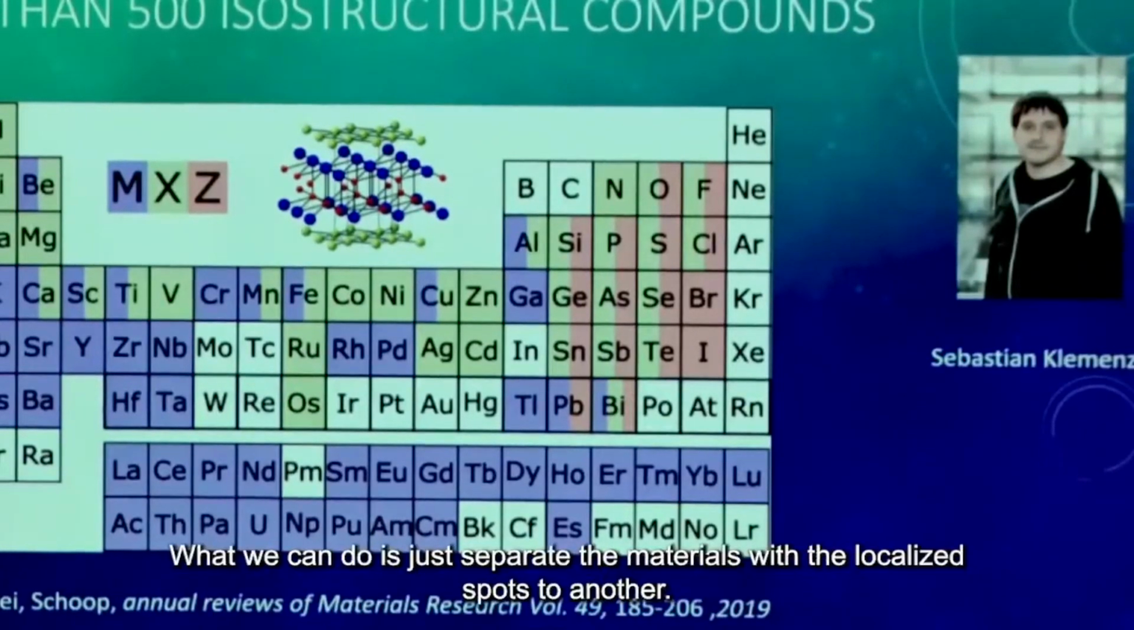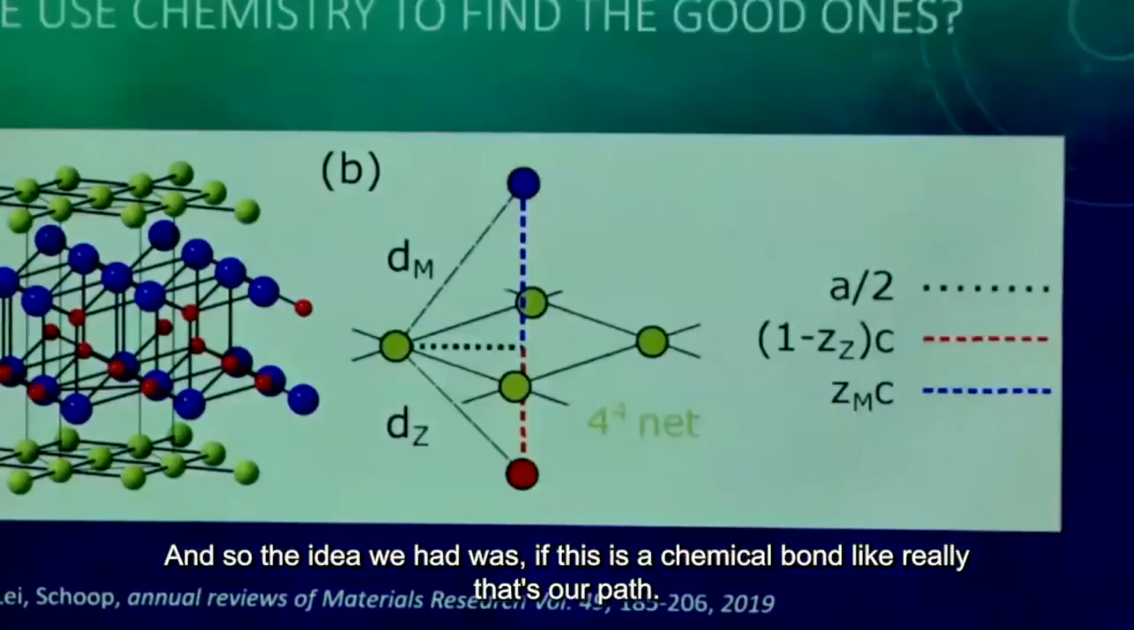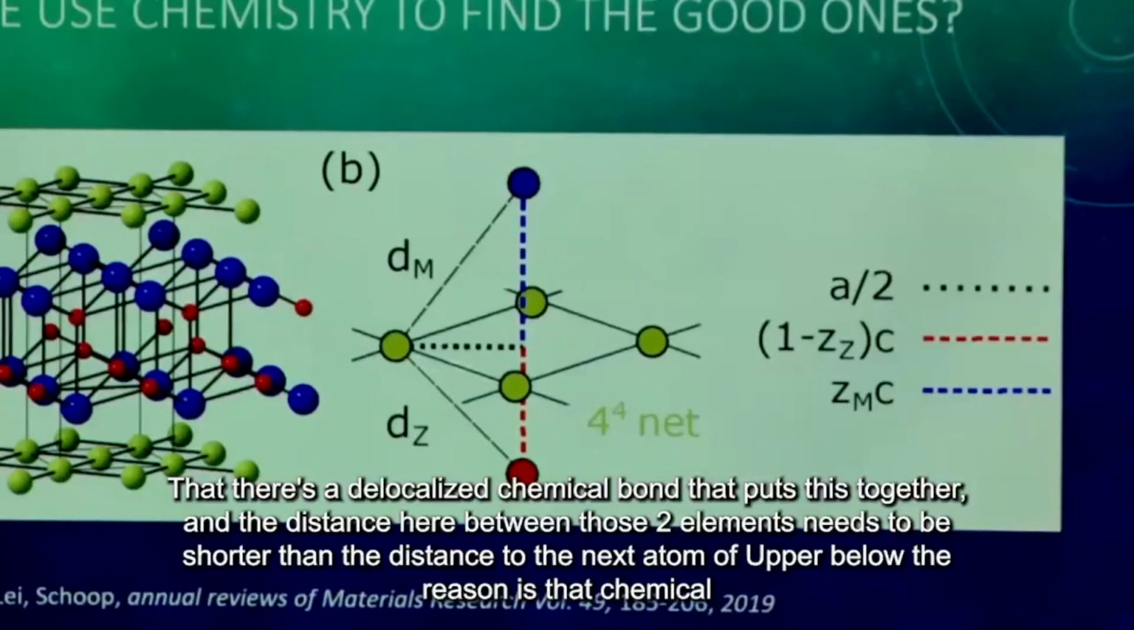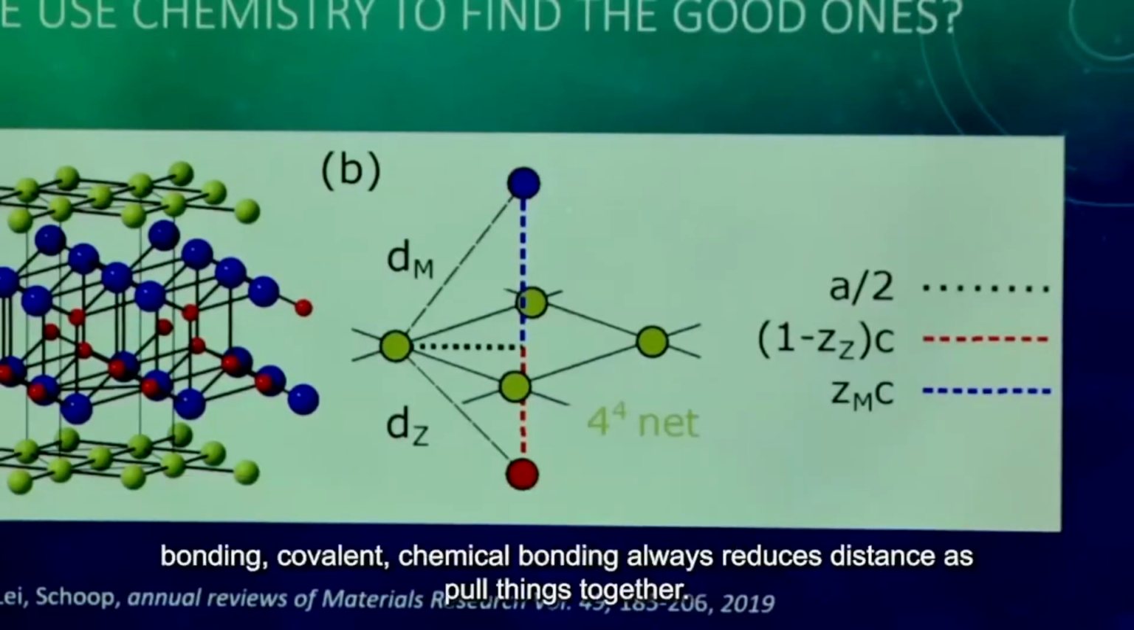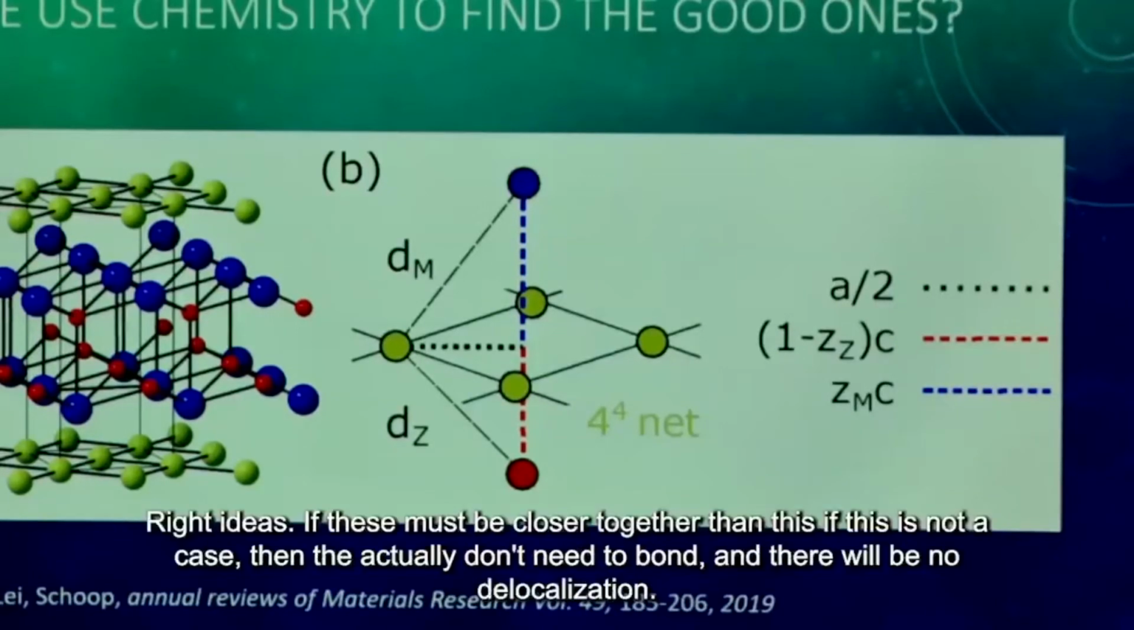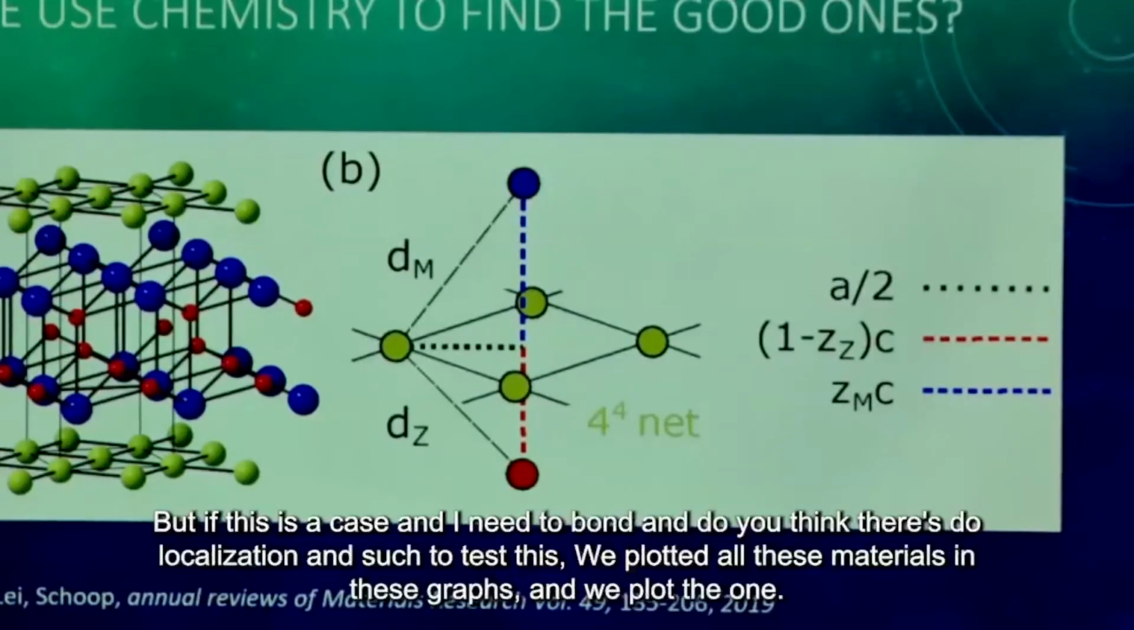Okay, so electron counting doesn't work. So we thought about something else we can do to separate the materials with the delocalized bonds from the others. The idea we had was, if this is a chemical bond, like really, that is our hypothesis, a delocalized chemical bond that puts these together, then the distance here between those 2 elements needs to be shorter than the distance to the next atom above or below. The reason is that chemical bonding, covalent chemical bonding, always reduces distances, it pulls things together, right? So the idea is, okay, these must be closer together than this. If this is not the case, then they actually don't need to bond, and there will be no delocalization. But if this is the case, then they need to bond, and we think there's delocalization.